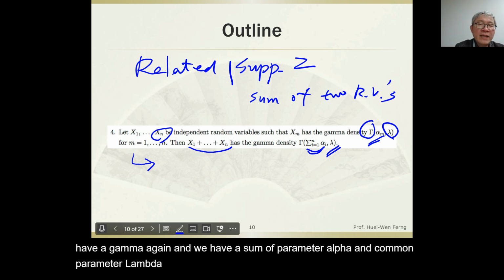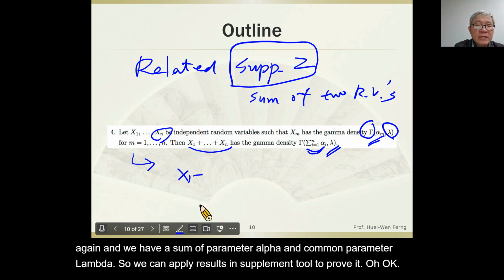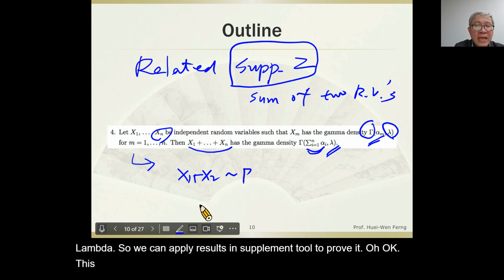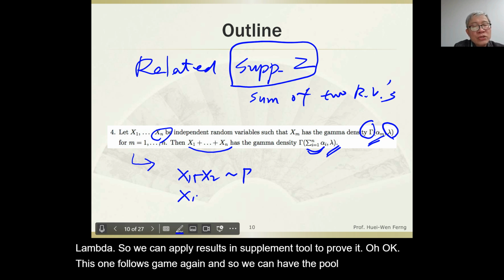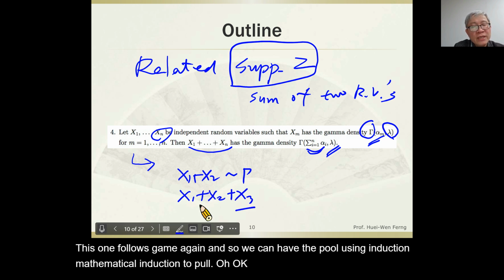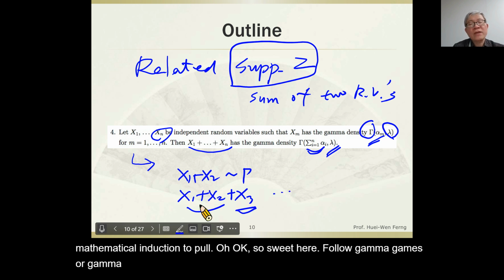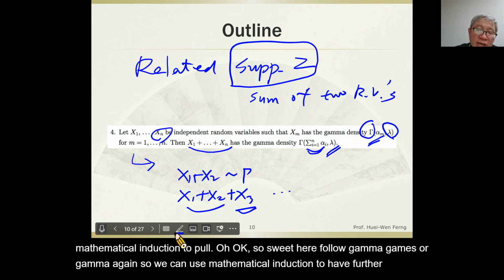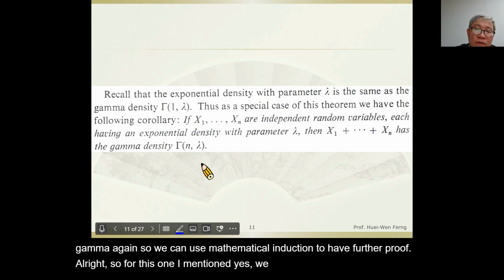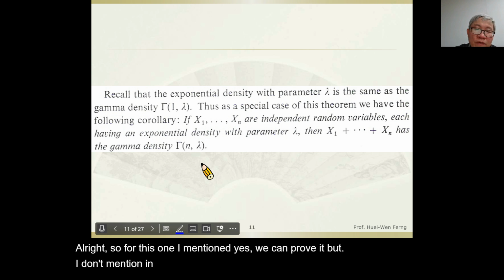So we can apply the results in supplement 2 to prove it. This one follows gamma again, and so we can have the proof using mathematical induction. So for 3 variables it follows gamma again, so we can use mathematical induction to have the proof. Alright, so for this one I mentioned yes we can prove it, but I don't go into detail. That's it.